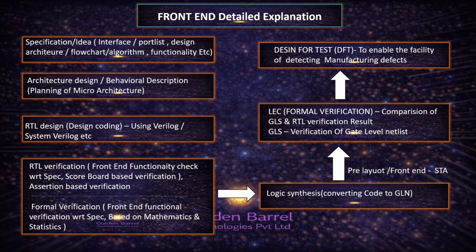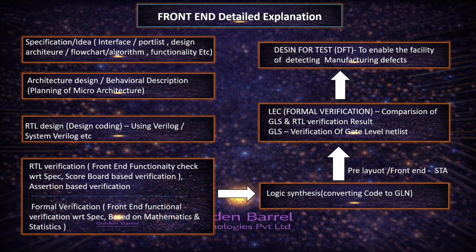Coming to the front-end explanation. Initially, there is a specification or design idea. In the specification we can know the interface or port list, design architecture or algorithm or flowchart, or the functionality, etc. These all come under specification. Next, there will be an architectural design or behavioral description, where we plan the micro architecture based on the specification.